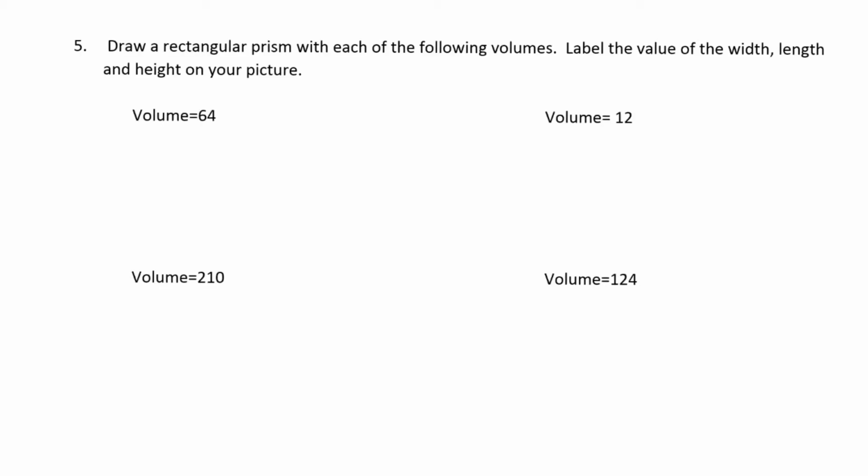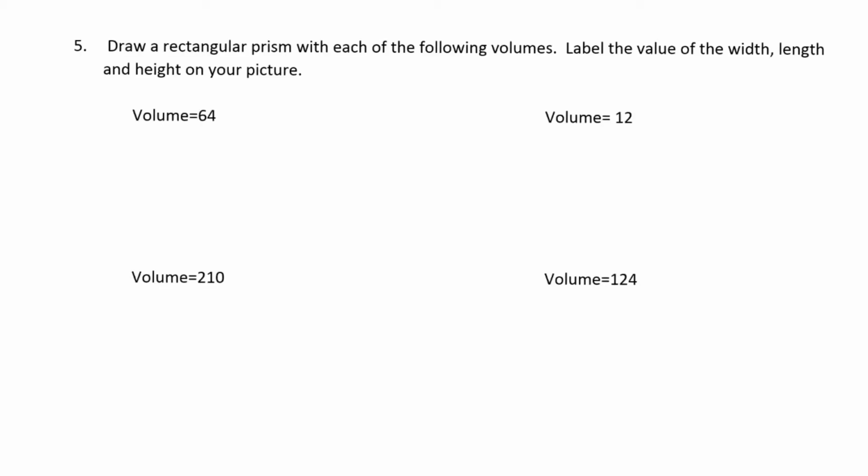Welcome to Test Prep CA7 Part 1, question number 5. In this question, what we have to do is create different rectangular prisms with given volumes. Let me pull up the question here for you.